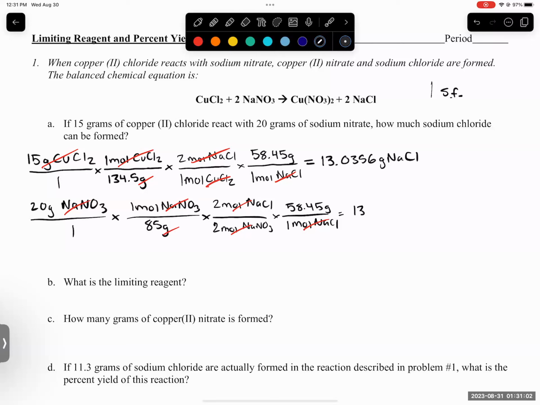13.75, thank you. 13.75 grams of sodium chloride is produced if you use all the grams of sodium nitrate that was given.